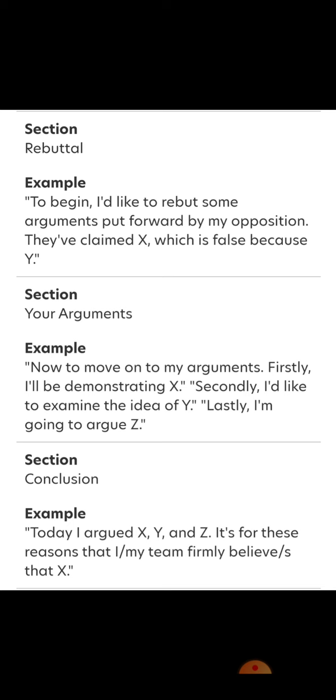Then the rebuttal section is there when arguments take place. So to begin, you can say like this: I'd like to rebut some arguments put forward by my opposition. They have claimed X, which is false because of Y. In the section where you put your arguments: Now to move on to my arguments. Firstly, I'll be demonstrating X. Secondly, I'd like to examine the idea of Y. And lastly, I'm going to argue Z. That is your signposting. And at last, conclusion. Today I argued X, Y and Z. It's for these reasons that I and my team firmly believe that X is right. So this is the way your debate would be organized.